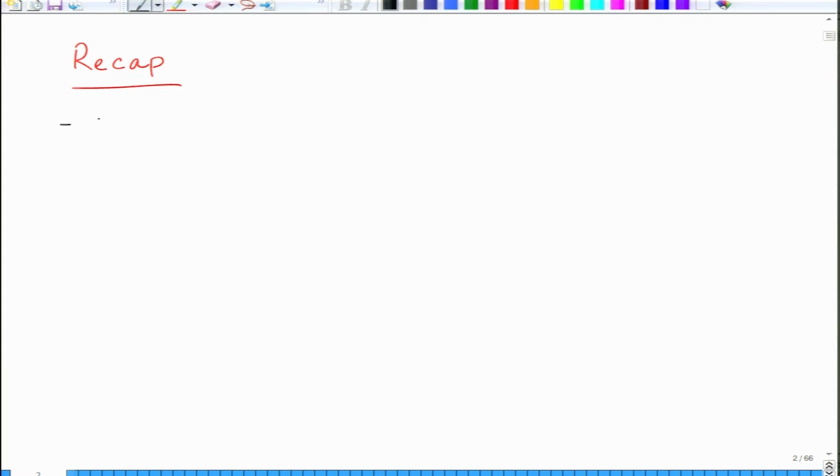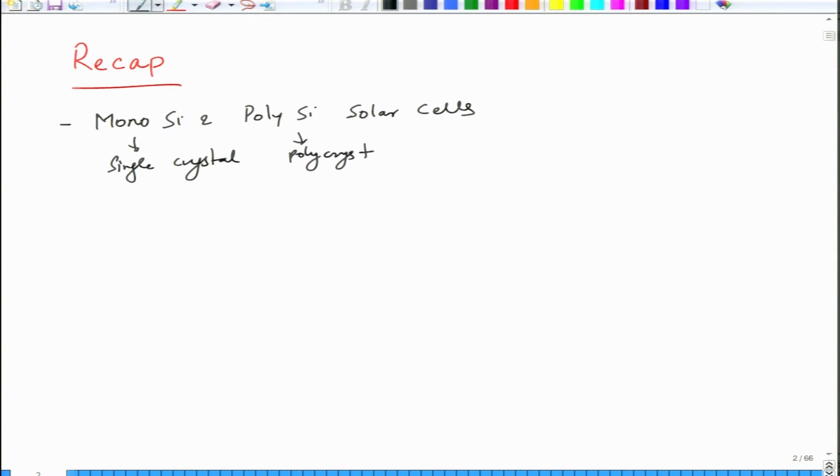In the last few lectures we have talked about monosilicon and polysilicon solar cells. Monosilicon are basically single crystal silicon solar cells, and these are polycrystalline. Because of the presence of defects, the polycrystalline efficiencies are a bit lower. In this case we have efficiencies of 25-26%. In this case we have a best efficiency of 23%. However, they are not too bad given that there is a significant cost differential between the two.